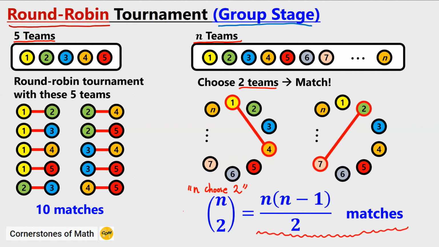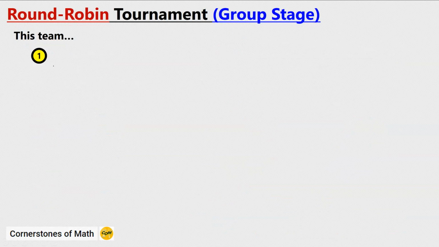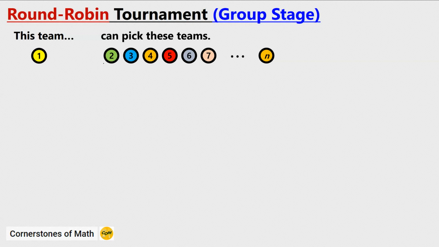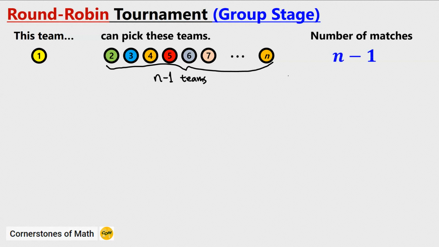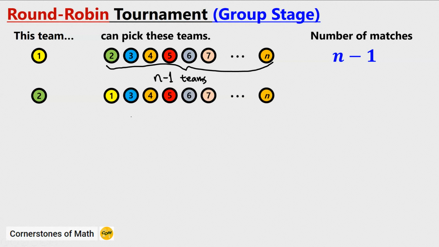Or if you prefer not to explicitly introduce the concept of combination here, you can explain it like this. Let's take a look from Team 1's perspective. There exist n-1 other teams that Team 1 can choose to have a match with. So we have n-1 matches here. Next, from Team 2's perspective, there also exist n-1 teams to have a match with. So we also have n-1 matches here.